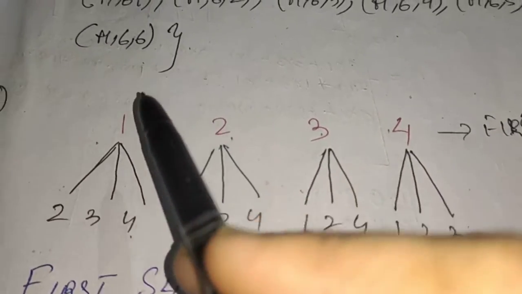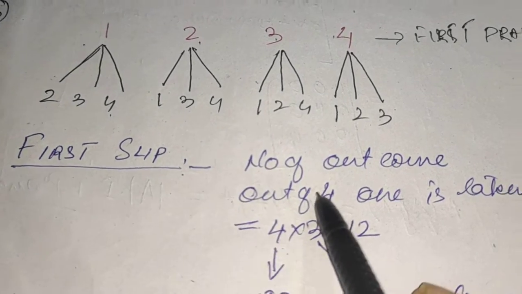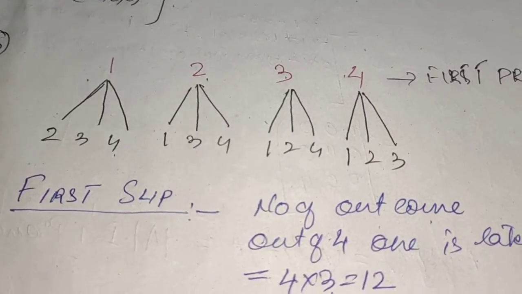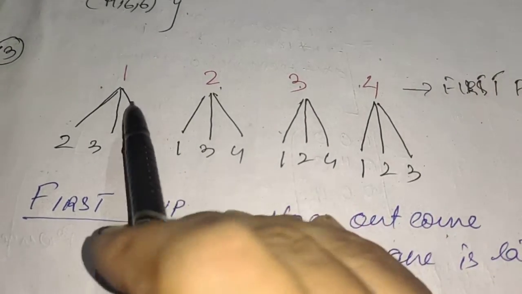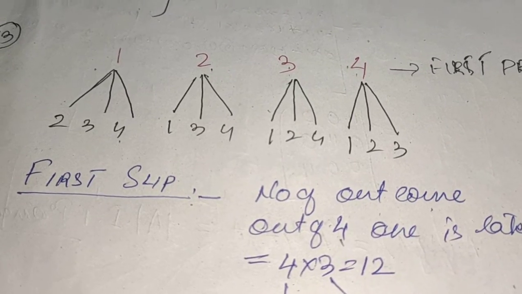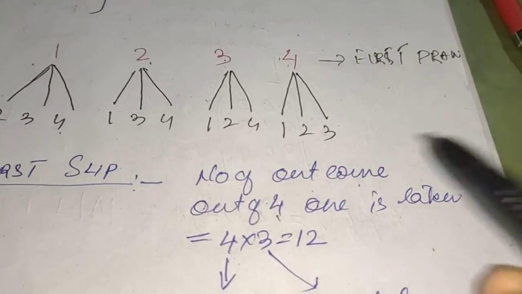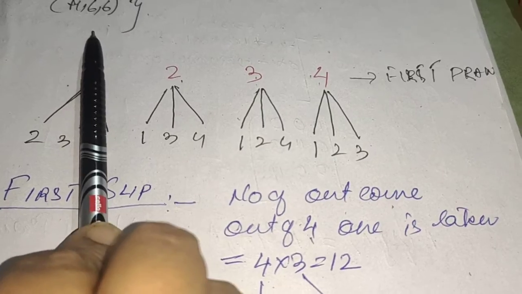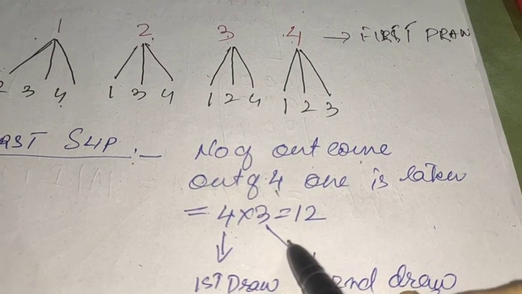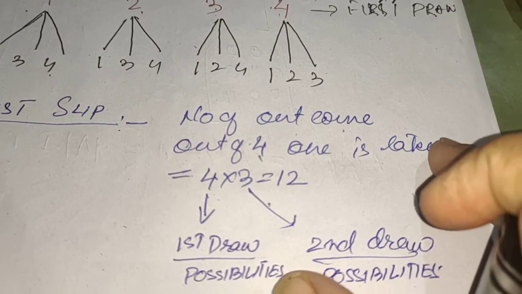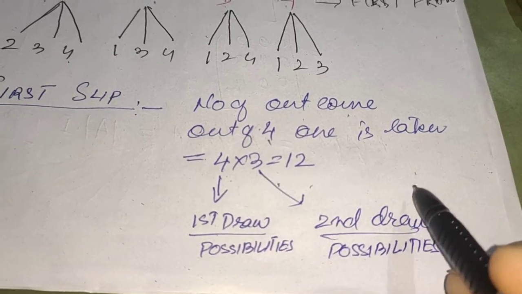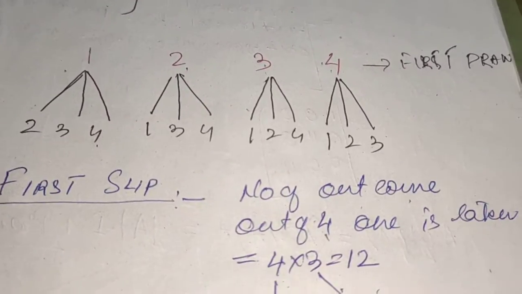So the first thing is the number of outcomes. When we draw the first slip, the total number of outcomes is 4. Once you take out one slip and keep it outside, because it is without replacement, the number of options left behind is 3. So from those 3 slips you have to choose. So altogether the number of outcomes is 12. 4 is for the first draw and 3 is for the second draw.